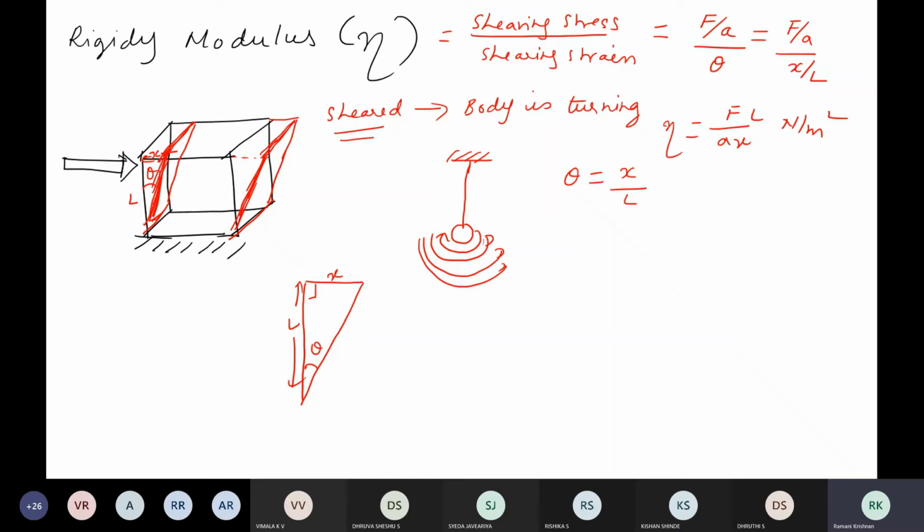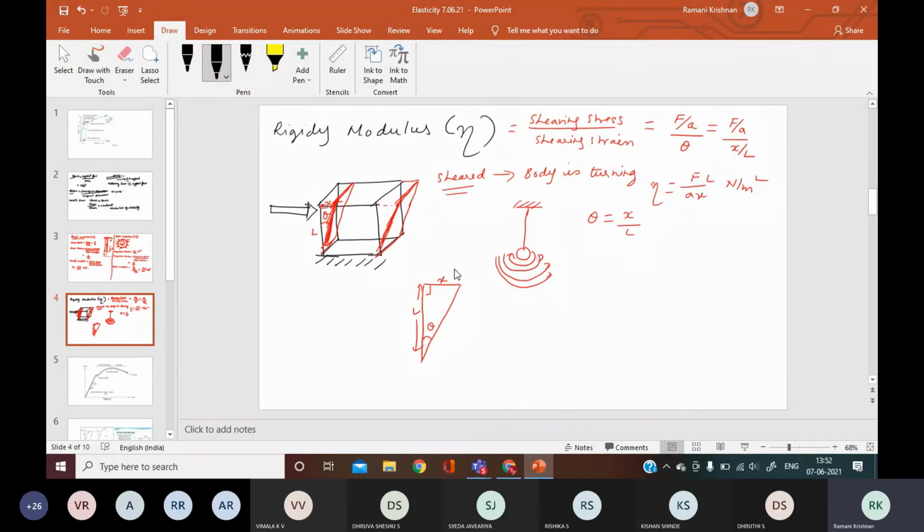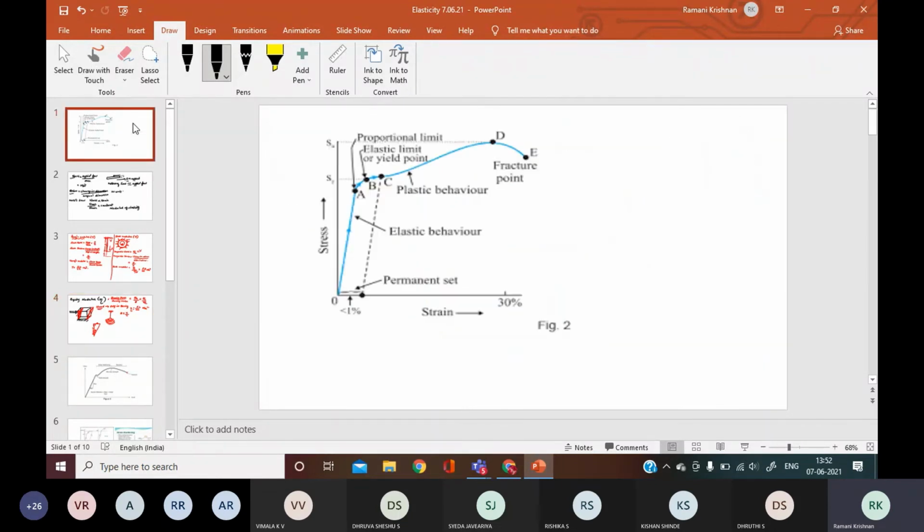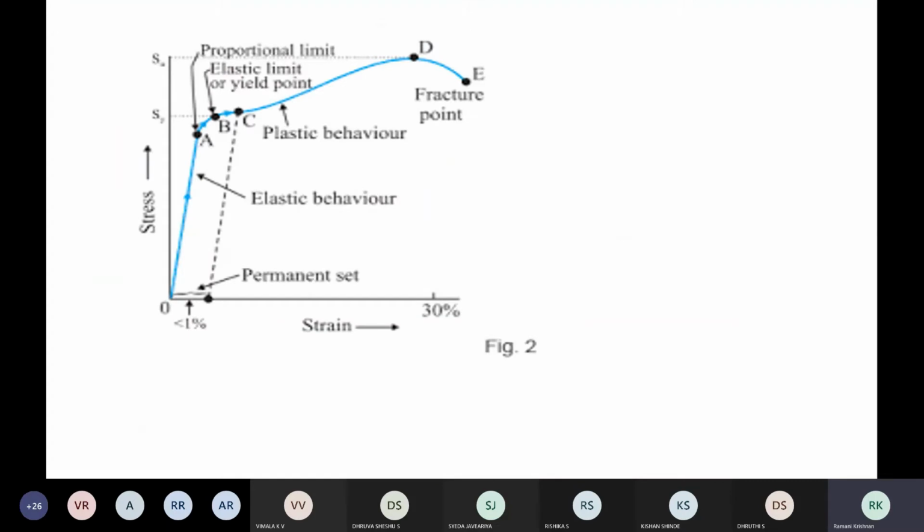So now we have seen the three definitions of the moduli, and now let us see the stress by strain diagram. Let us take a wire.